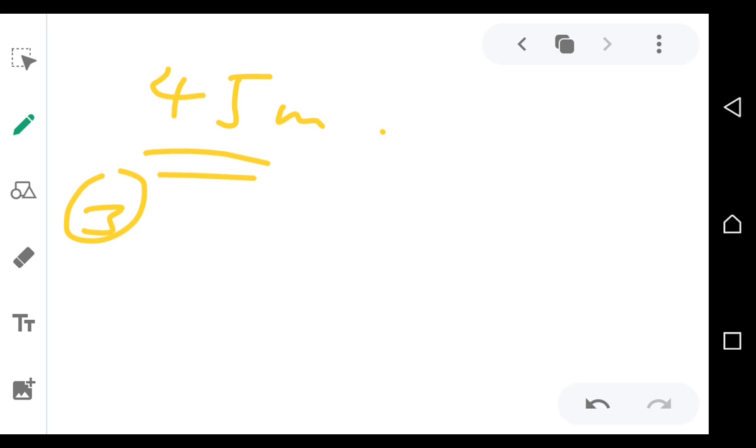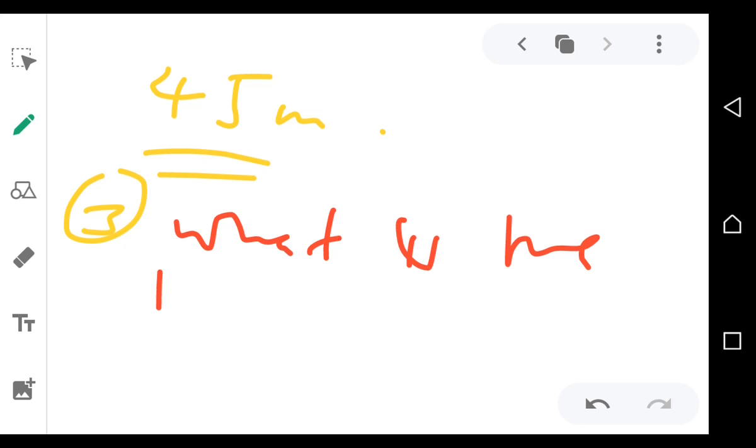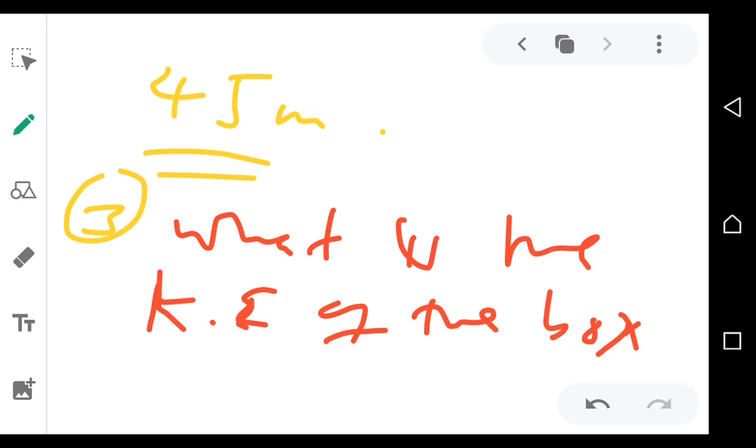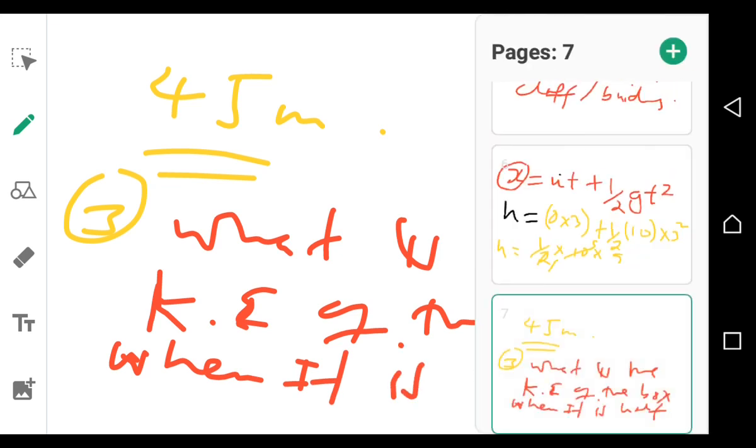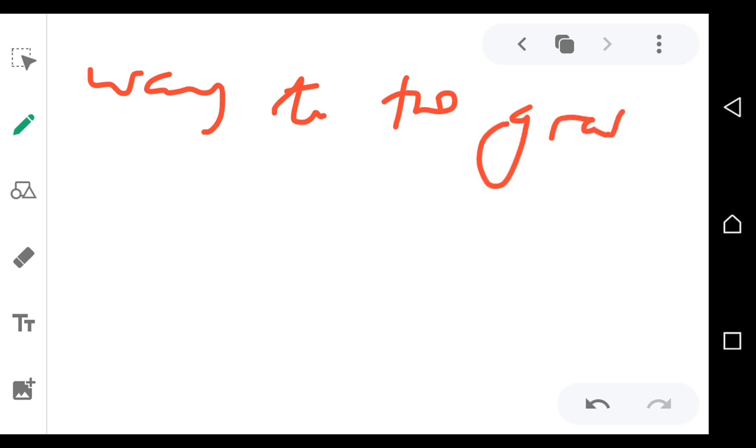Question 3. They can ask you, what is the kinetic energy of the box when it is halfway to the ground? When it's halfway to the ground, we're trying to find the kinetic energy.